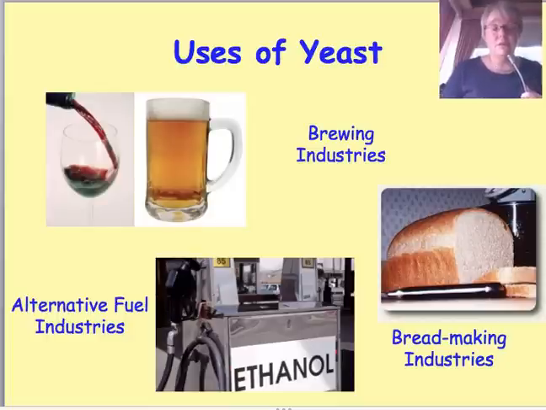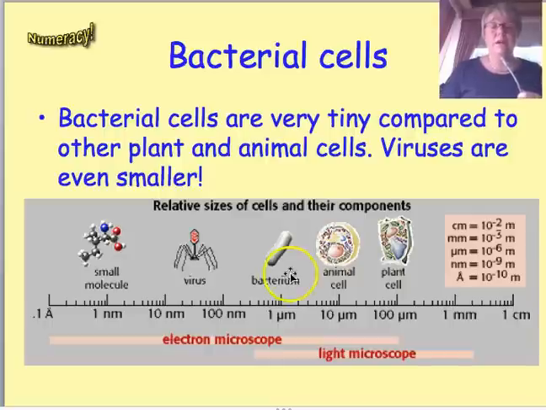Now, yeast is used in a number of industries. It's used in bread making, it's used in beer making, wine making, whiskey making. It's also used in making alternative fuels as well. So that's a yeast cell. We're going to move on and have a wee look at bacterial cells and have a look at their structure.